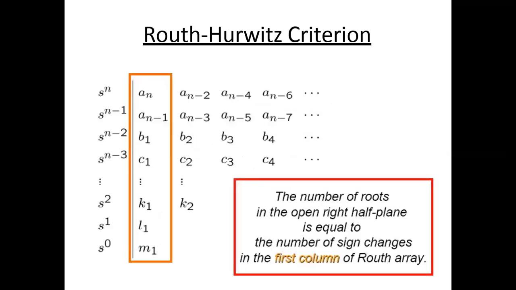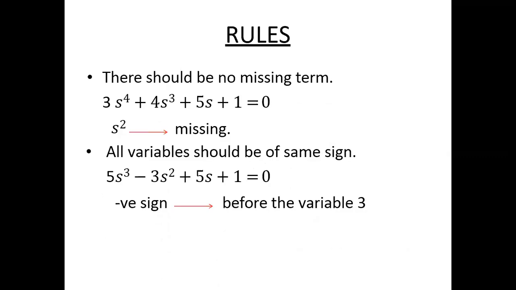Now the Routh-Hurwitz criteria means the number of roots in the open right half plane is equal to the number of sign changes in the first column of the Routh array. So in the Routh-Hurwitz criteria, the basic requirement is that the sign must not change. The rules: there should be no missing term, for example if the s squared term is missing. Another rule is that all coefficients should be of the same sign. If the signs are different, there will be a problem.